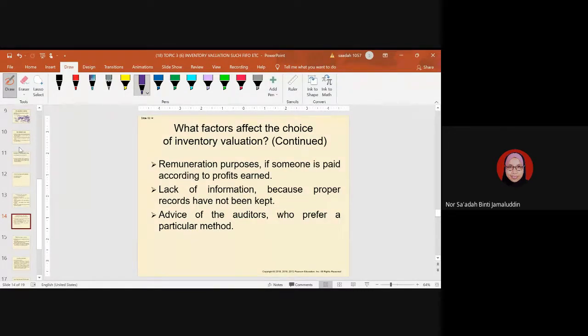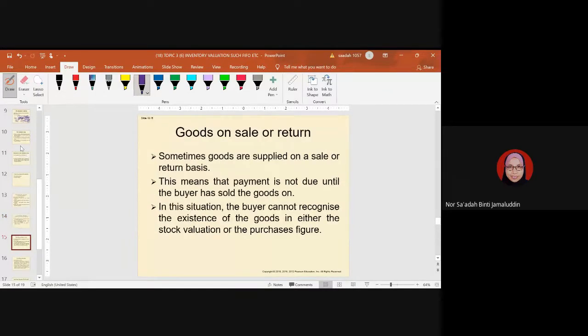Apart from that, lack of information because proper records have not been kept. Sometimes our method chosen is based on our information recorded in a business. Sometimes sebab kita tak cukup maklumat so kita terpaksa guna informasi yang ada je untuk buat keputusan. And then lastly, advice of the auditors who prefer a particular method. Sometimes kita tak ada pun accountant yang memang betul-betul accounting pure dalam business, so that kita akan gunakan pendapat daripada auditor. Okay. This is a goods on sales of return.